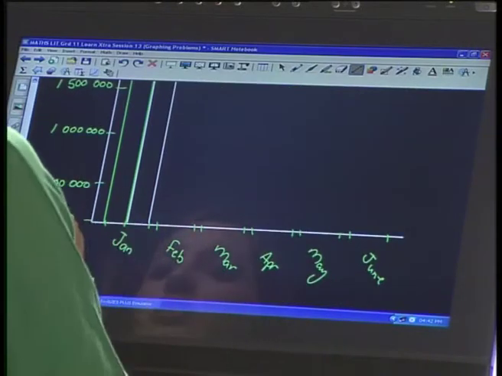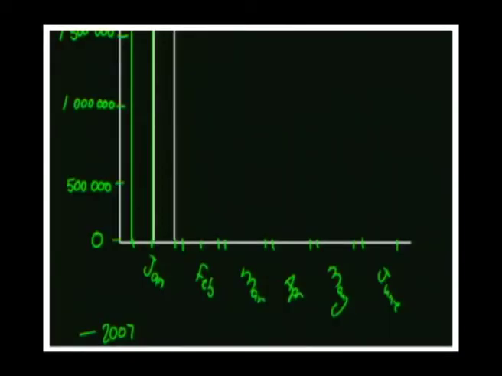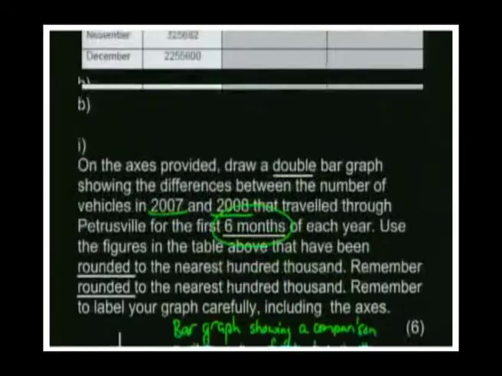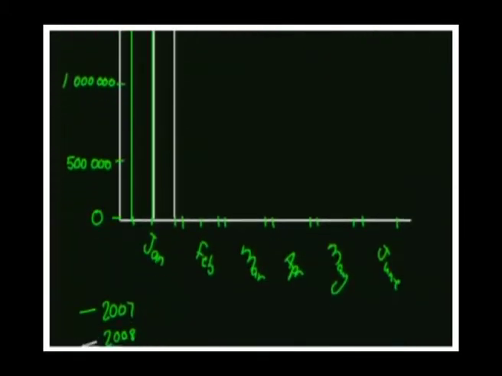Let's have a look at February. Let's make a little halfway line, first for 2007, second for 2008, and let's go to our values. And for February, we've got 400,000 and 300,000. Let's see if we can do that one after each other.